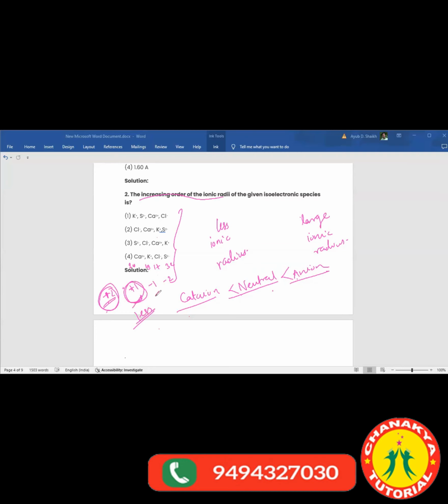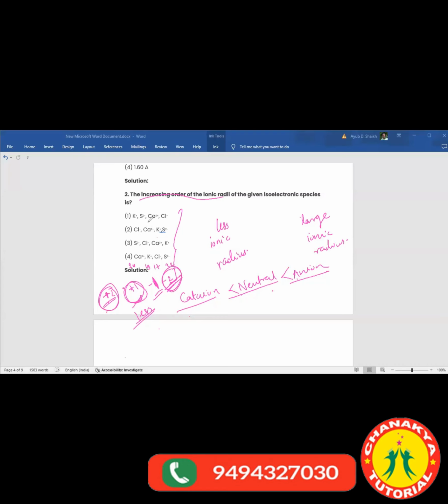When we go to chlorine, an electron is added into the valence shell, the outermost shell. Addition of an electron increases the shielding effect. It goes farther from the nuclear charge, and hence its radius increases as compared to the positive ion. And here, 2 electrons have been added to the outermost shell. So more shielding effect, more distance, and the radius increases.